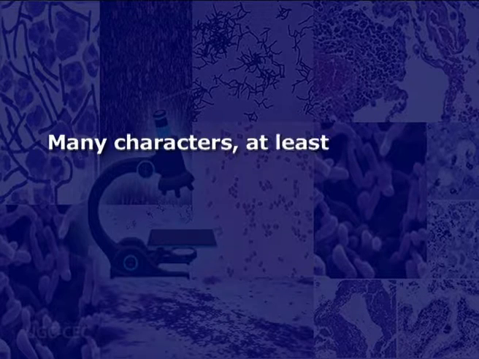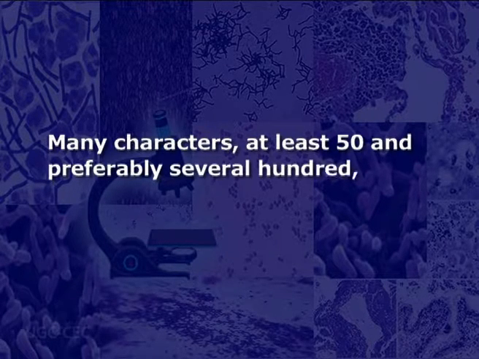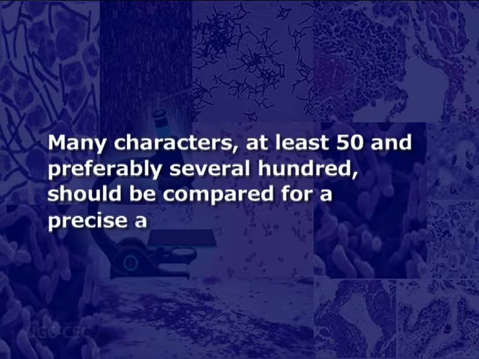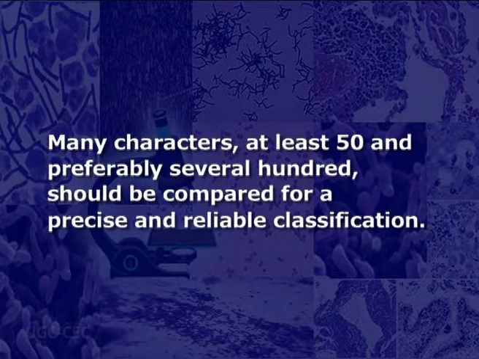The process begins with a determination of the presence or absence of selected characters in the group of organisms under study. A character usually is defined as a quality about which a single statement can be made. Many characters, at least 50 and preferably several hundred, should be compared for a precise and reliable classification. It is best to include many different kinds of data such as morphological, biochemical and physiological.